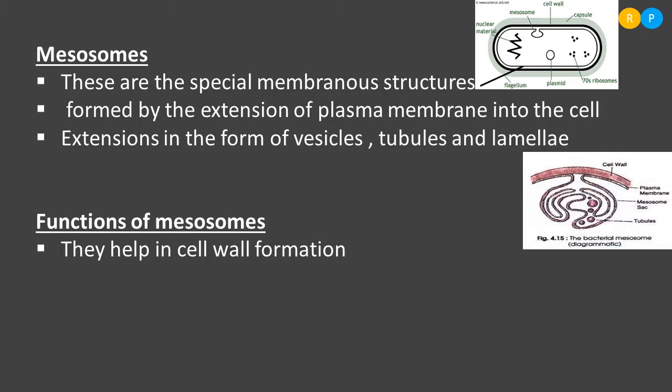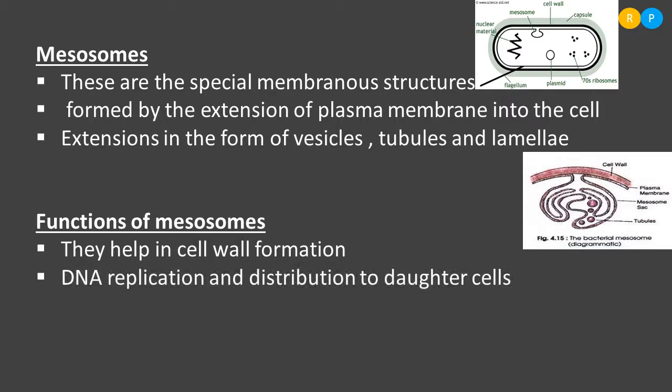And one more function is DNA replication and distribution to the daughter cell. During cell division, replication of DNA needs to take place. Without this, cell division does not take place. So the multiplication of DNA also takes place with the help of mesosomes. And after the duplication of DNA, the duplicated DNA will be distributed equally to the daughter cells. So that is also performed by mesosomes.